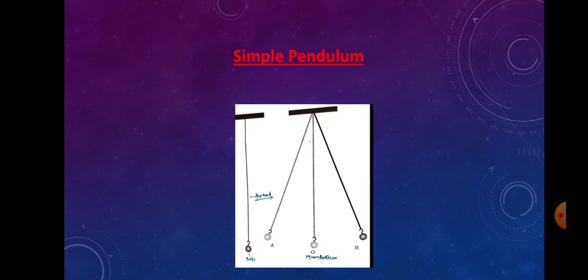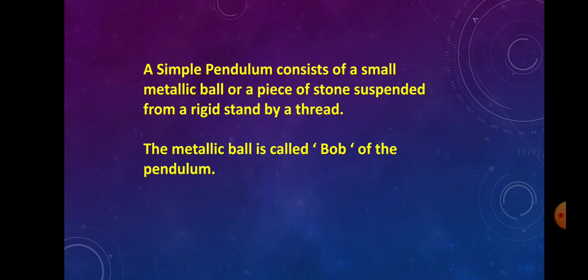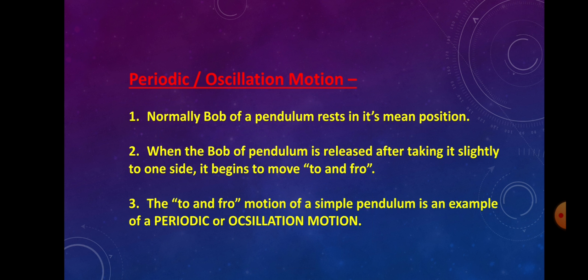Now, what is this simple pendulum? A simple pendulum consists of a small metallic ball or a piece of stone suspended from a rigid stand by a thread. This metallic ball is called the bob of the pendulum. So now, the periodic or oscillatory motion, which I was just revising and showing you, is an example of periodic motion. The oscillatory motion and the periodic motion are the same.